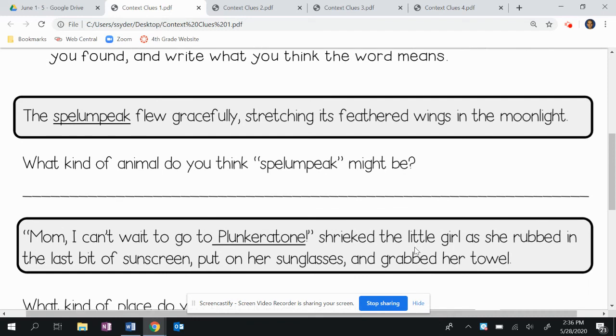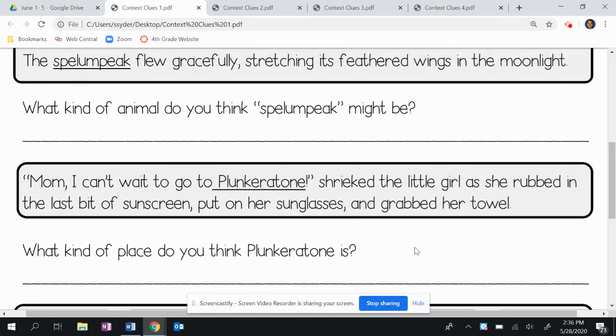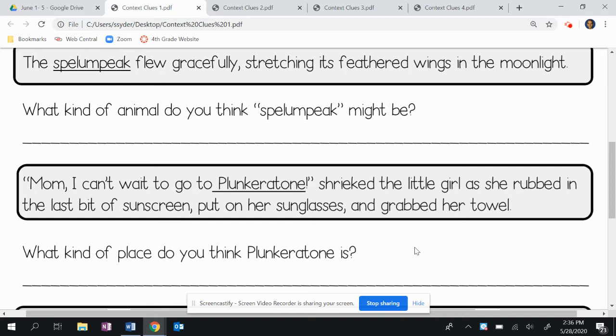Okay, let's move on to the second example here. Remember, we want to read the whole sentence first. It says, Mom, I can't wait to go to Splunkertown, shrieked the little girl as she rubbed in the last little bit of sunscreen, put on her sunglasses, and grabbed her towel. Okay, read the whole sentence. Next, I want to look for clues. Here is our unknown word, Splunkertown. I notice that it is capitalized, so it is probably the name of a place. We capitalize names of places, like Starbucks is capitalized because it is the name of a place.